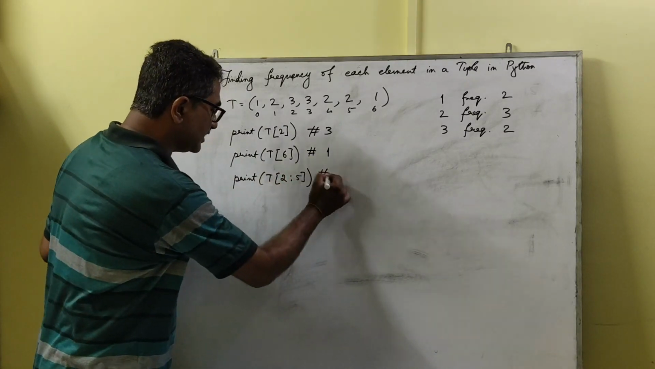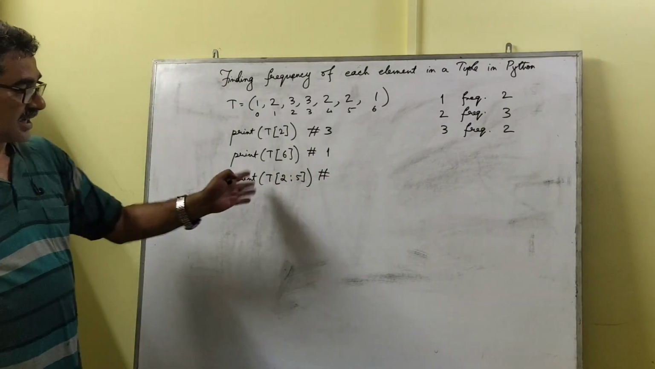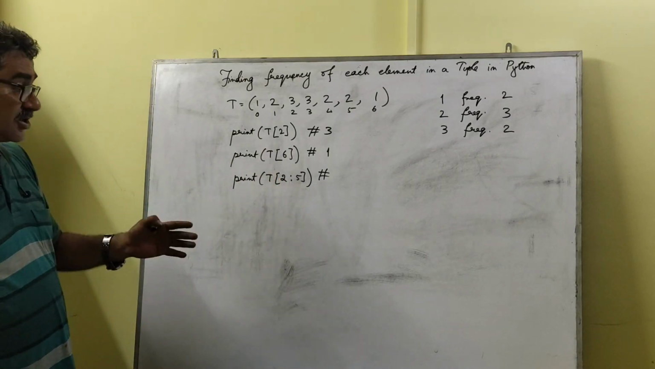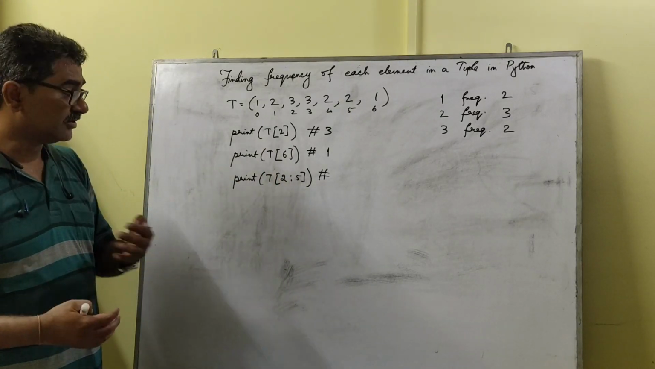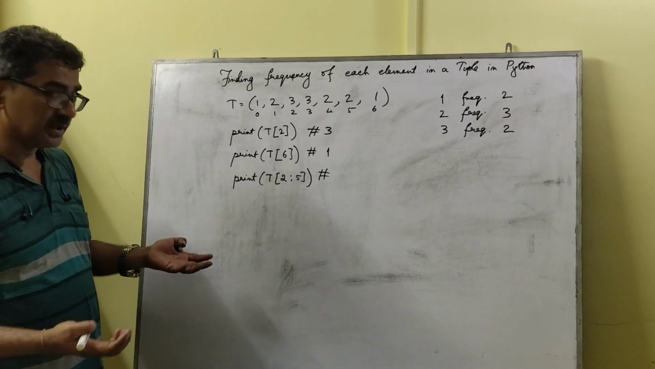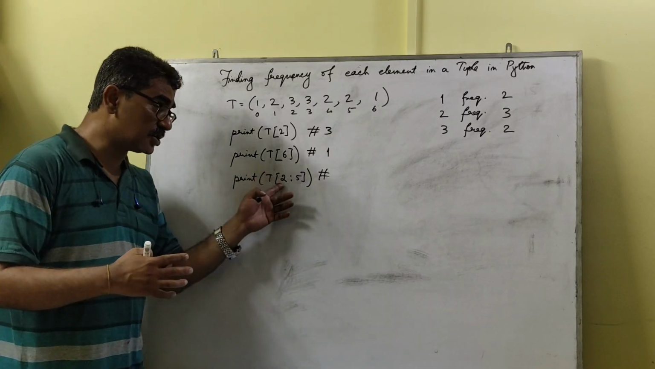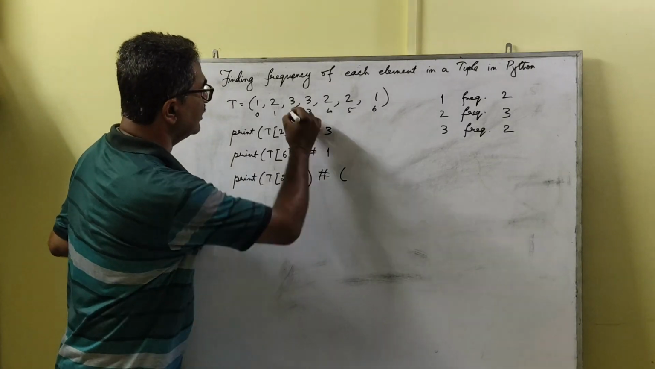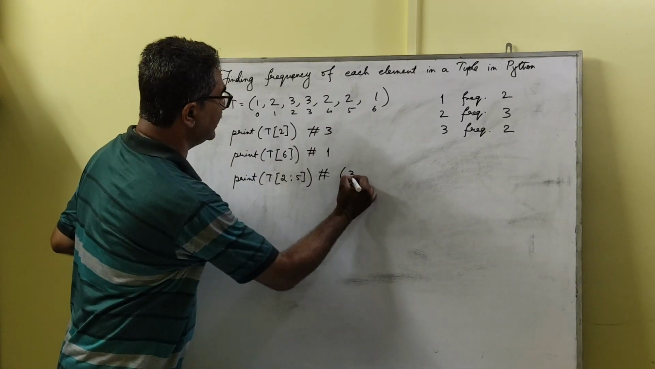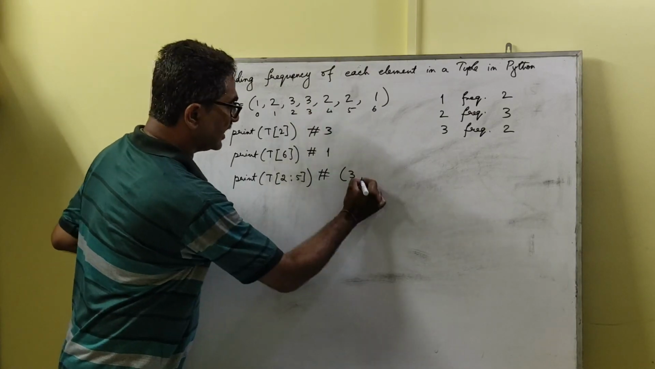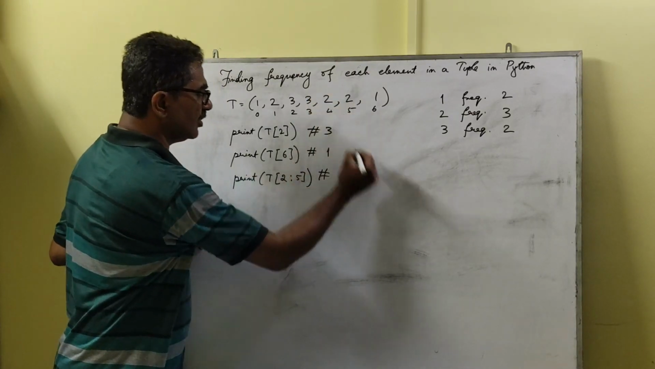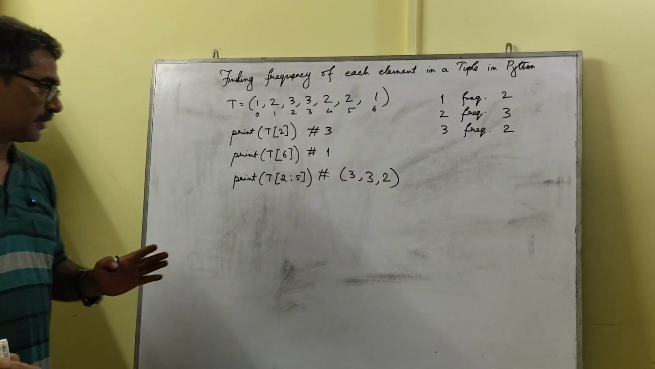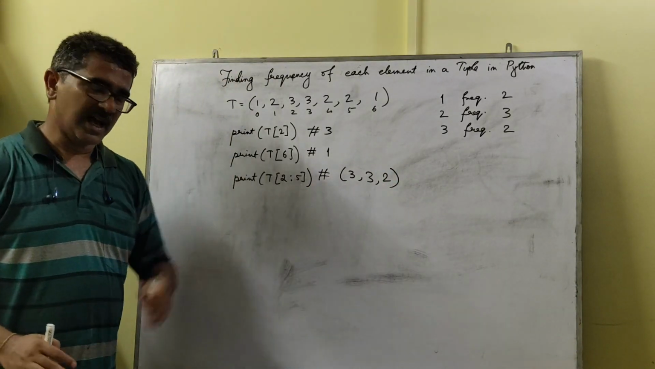What will happen is this slice operator, because of the presence of the colon, is going to return a tuple containing elements from index 2 till 4. Inside index 2 we had 3, inside index 3 we had 3, and inside index 4 we had 2. So this is what it is going to return. This happens with the slice operator.